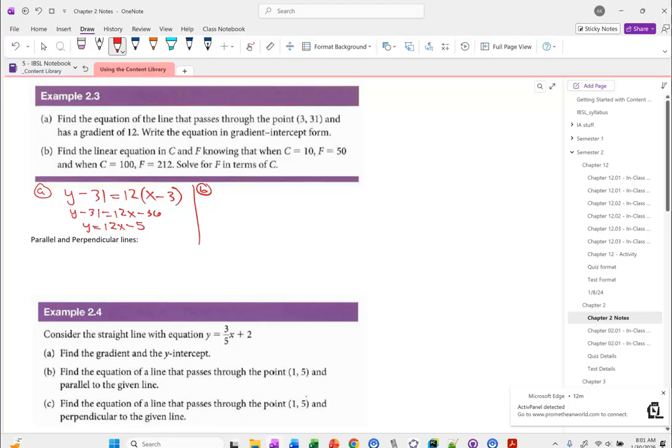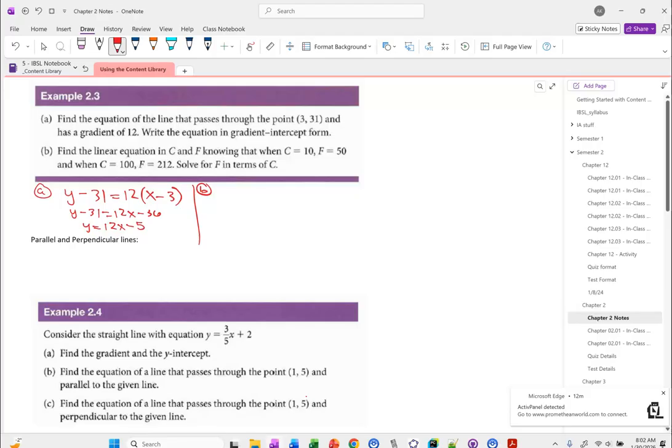Part B says find the linear equation in C and F, knowing that when C is equal to 10, F is equal to 50, and when C is equal to 100, F is equal to 212. Solve for F in terms of C. So when it says F in terms of C, which one are we saying is the X and which one are we saying is the Y?